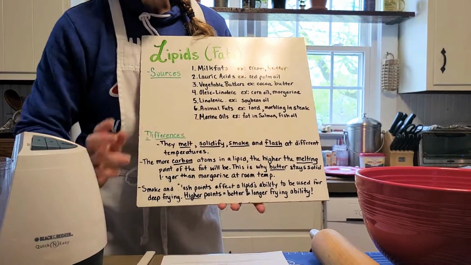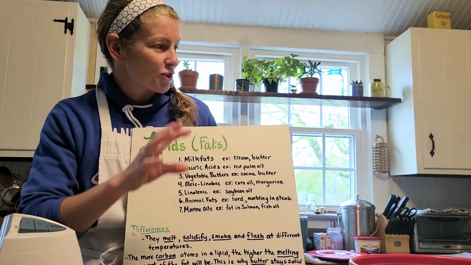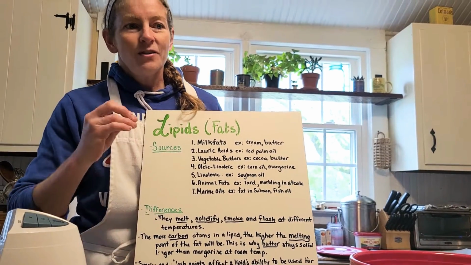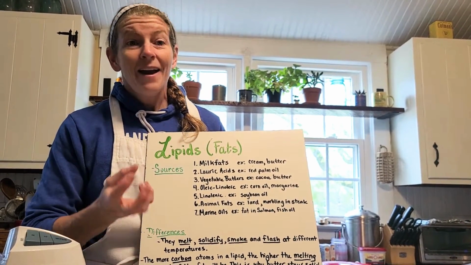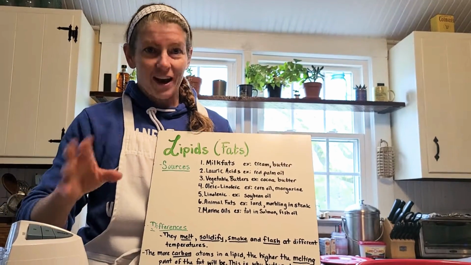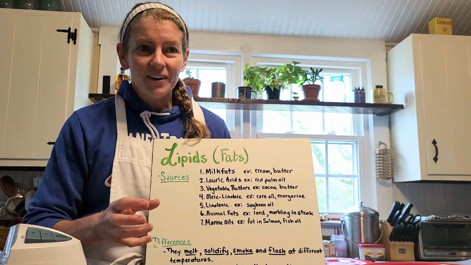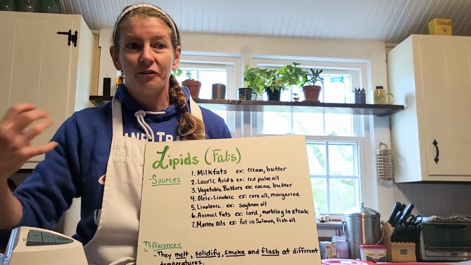Now, smoke and flash points are important not for baking, but for when you actually cook with oils on the stovetop or you deep fry with oils. Smoke refers to the point at which the oil will start to produce smoke. Flash is the point at which it will actually catch on fire. If you've ever heard of somebody having a grease fire in the kitchen, it's because the fat they were working with caught on fire. It reached the flash point.